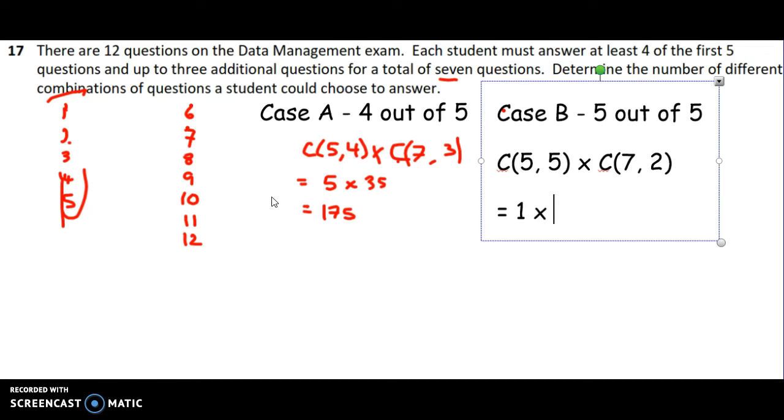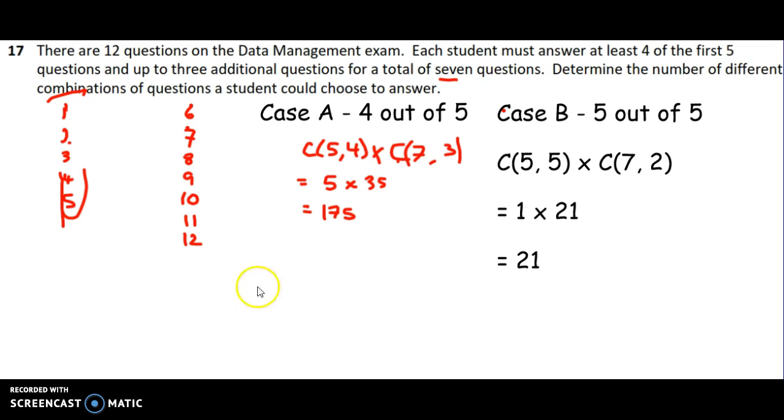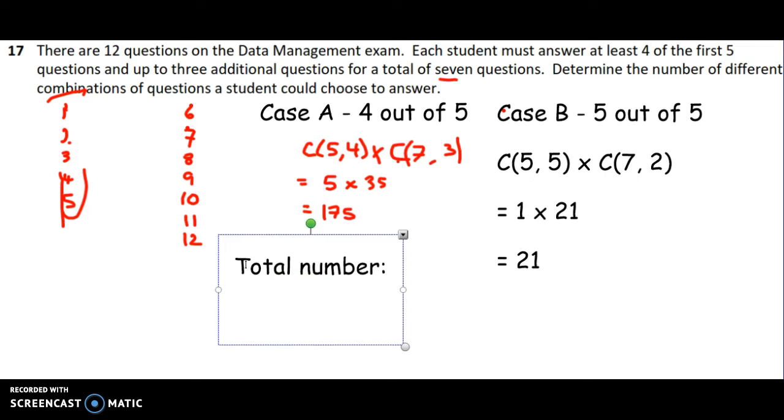Calculate that, and it's 21. Therefore, we have 21 ways of answering 7 questions where we select 5 from the first 5. So the total number of ways of answering at least 4 of the first 5 questions and answering 7 questions in total will be the sum of these 2. So it will be the total number will be 175 plus 21, which gives us 196.